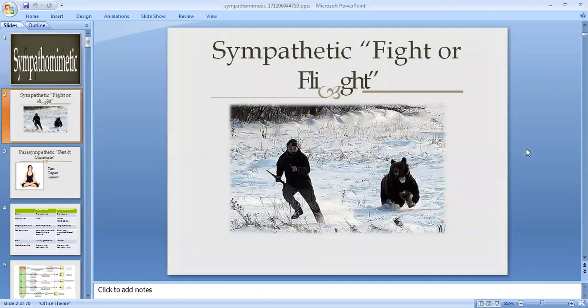Fight or flight. This is the automatic physiological response to a stressful or threatening event that is perceived by a person. Perception of threats activates the sympathetic nervous system and it triggers an acute reaction that prepares the body for fight or flight. So this is the function of the sympathetic system.